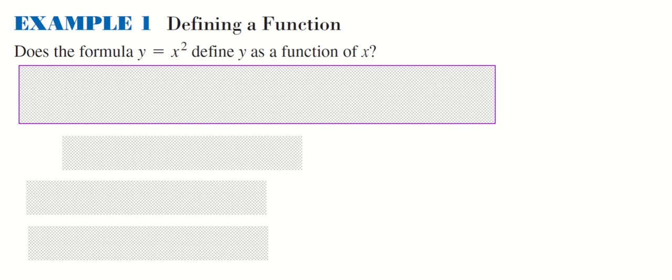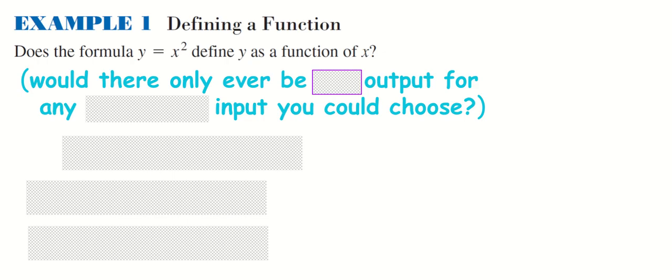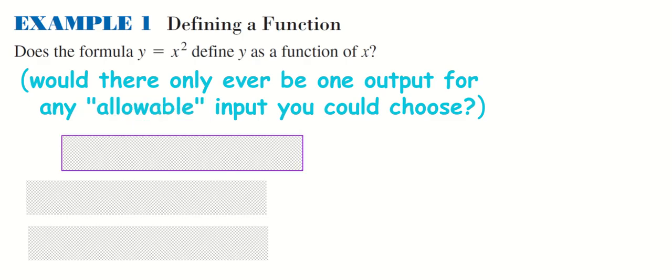First example, does the formula, or equation, y equals x squared, define y as a function of x? And the key word in these directions is function. Basically, is this a function? Like for every x, is there only one y value? Or in other words, for every input, is there only one output? Would there only ever be one output for any allowable input you could choose?